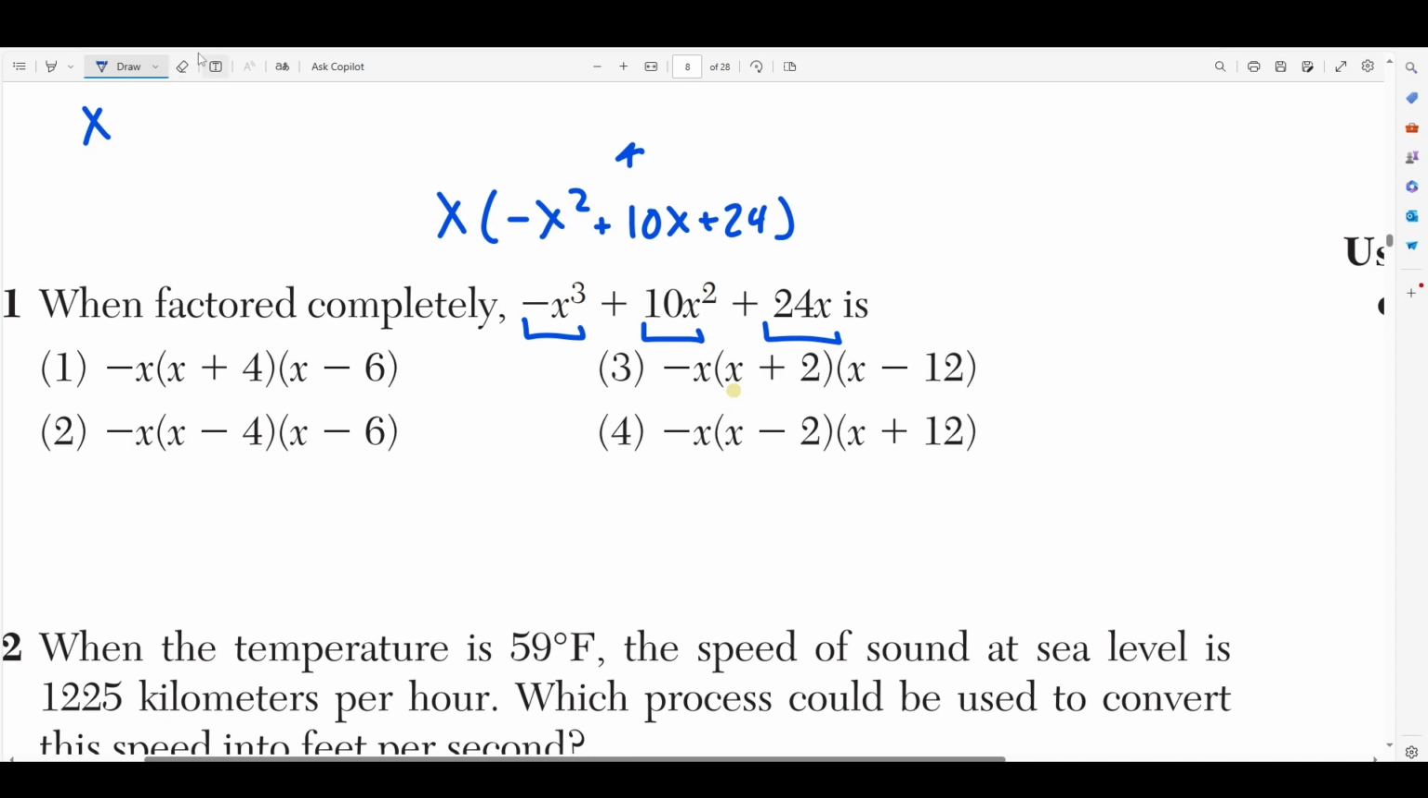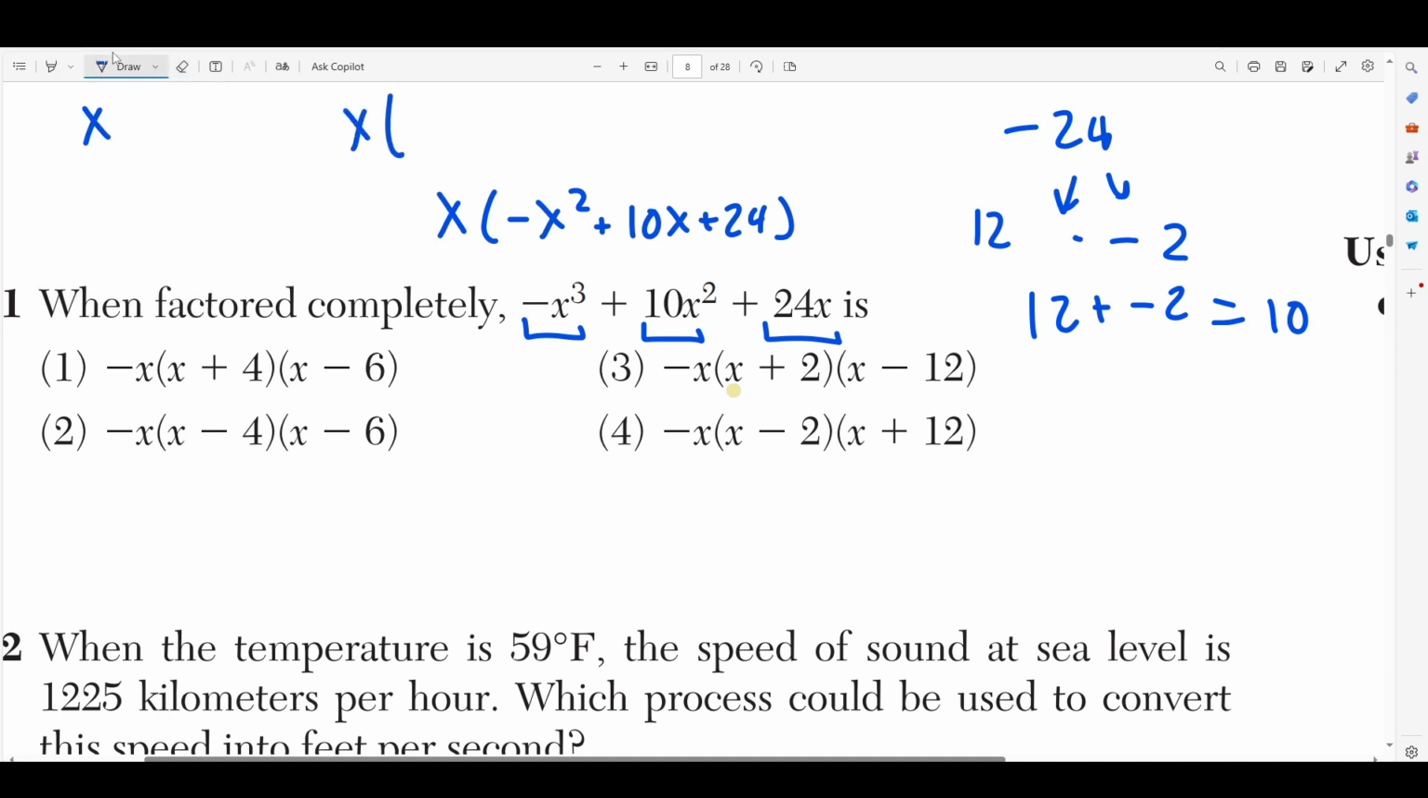So here, what is this equal to, right? What two numbers multiply into 24 but add up to 10? It could be 12 and negative 2. 12 times negative 2 is negative 24, but 12 plus negative 2 is equal to 10, right? So we can factor this out in terms of 12 and negative 2. So I can rewrite this as x times negative x squared minus 2x plus 12x plus 24, right? And then I can factor out x.